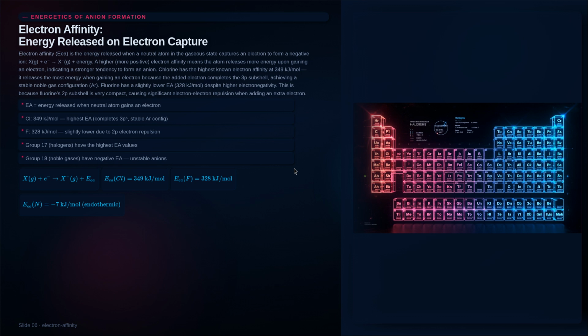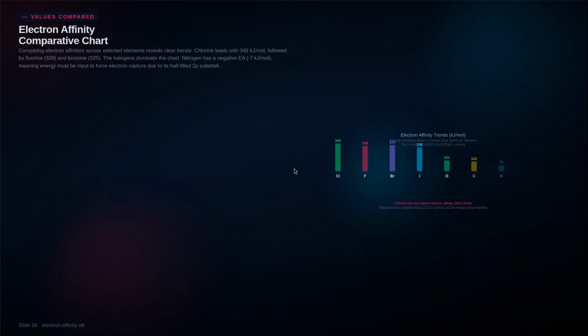It releases the most energy because the added electron completes the 3p subshell, achieving the stable noble gas configuration of argon. Interestingly, fluorine has a slightly lower electron affinity of 328 kilojoules per mole, despite having higher electronegativity. This is because fluorine's compact 2p subshell causes significant electron-electron repulsion when adding an extra electron.